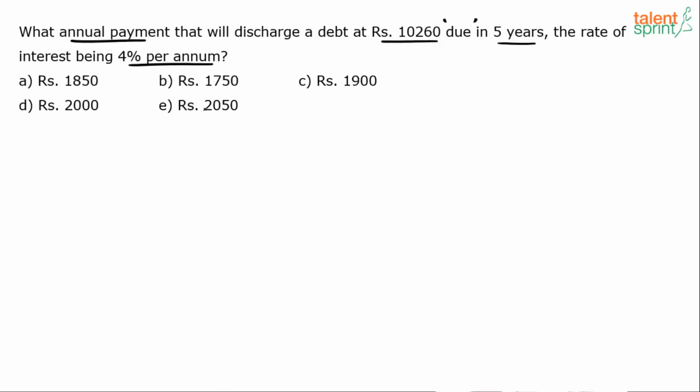I'm sure many of you have got option E, 2050, as the answer, because what you have simply done is 10260. If I have to give in 5 years, in 5 equal installments, I should divide by 5. So 10260 divided by 5 gives you 2052. Now, since no other option is close to 2052, you thought option E, 2050, which is very close, should be the answer. Absolute nonsense.